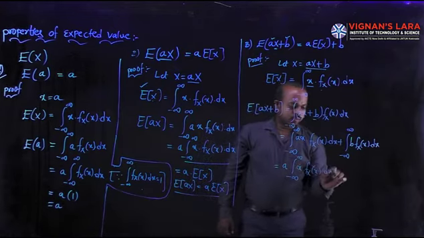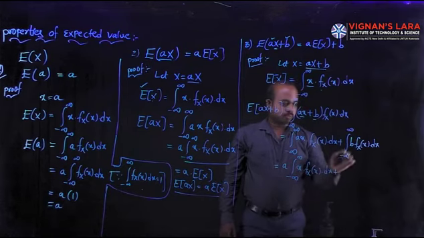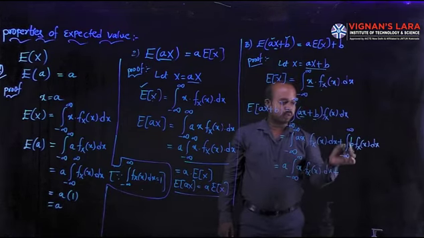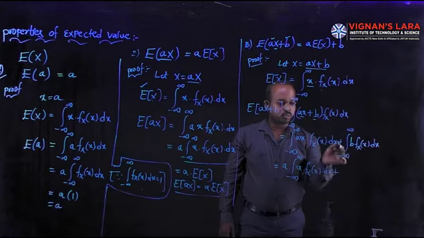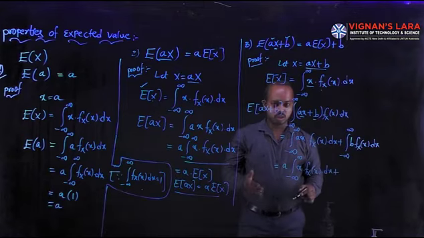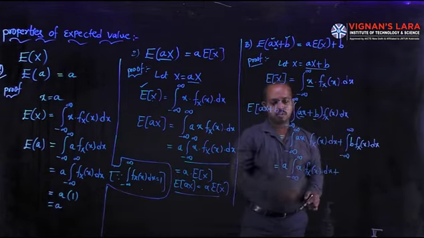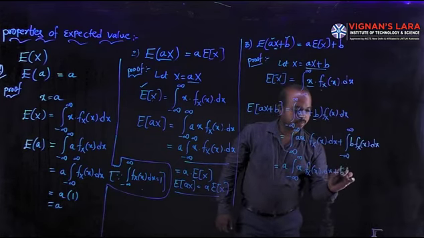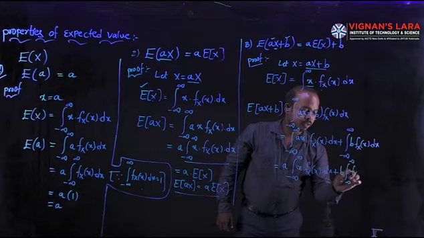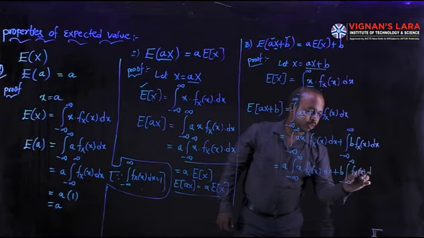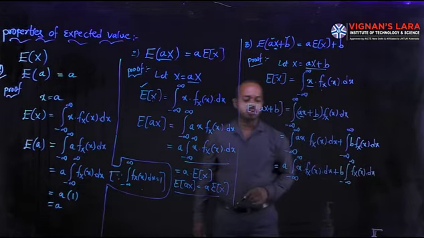In the second term also, b is a constant. That's why I am moving the b term before the integration. Otherwise, you can move this b outside of the integration. Then you can write b integral minus infinity to plus infinity fx of x into dx.